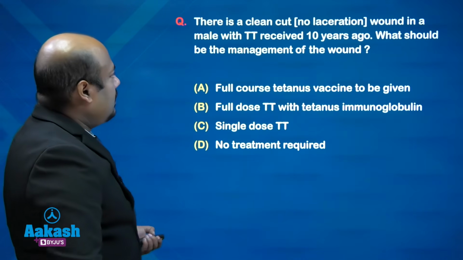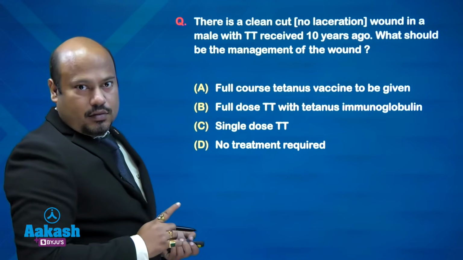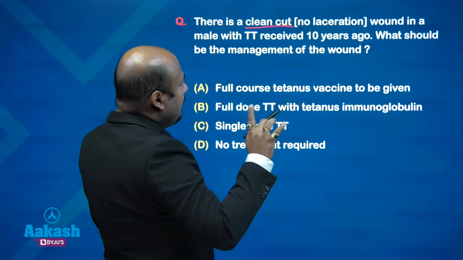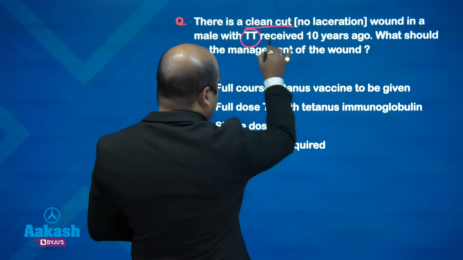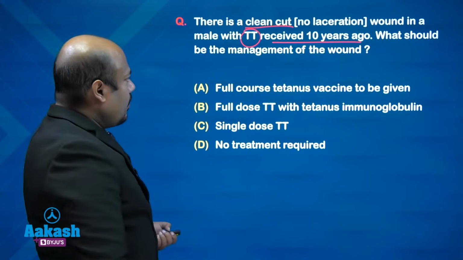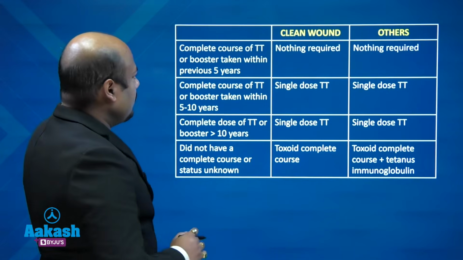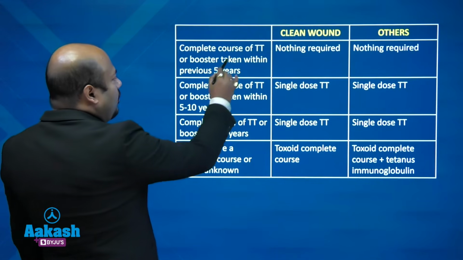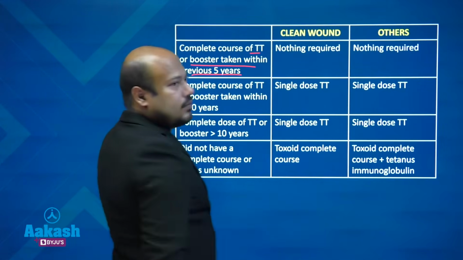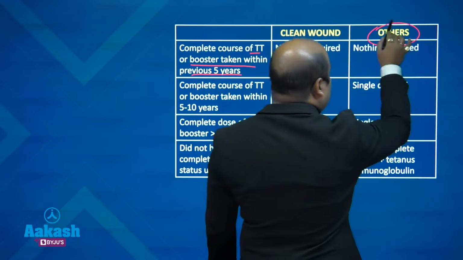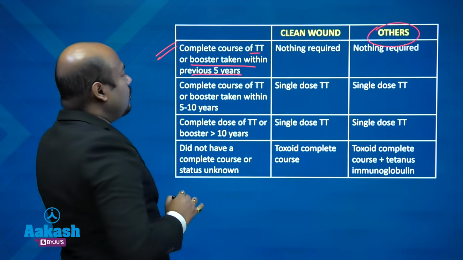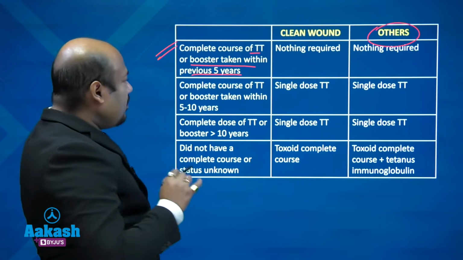Okay, next question. Clean cut wound in a male. Look at the question. Clean cut means what? No laceration. Clean cut wound in a male with tetanus toxoid received 10 years ago. What should be the management of the wound? Okay, look at this table, all of you. Okay, clean wound. If there is a complete course of tetanus toxoid or booster taken within the previous 5 years, nothing is required. Even if it's a lacerating wound, nothing is required. But the tetanus toxoid or booster should have been taken within the previous 5 years. Okay.